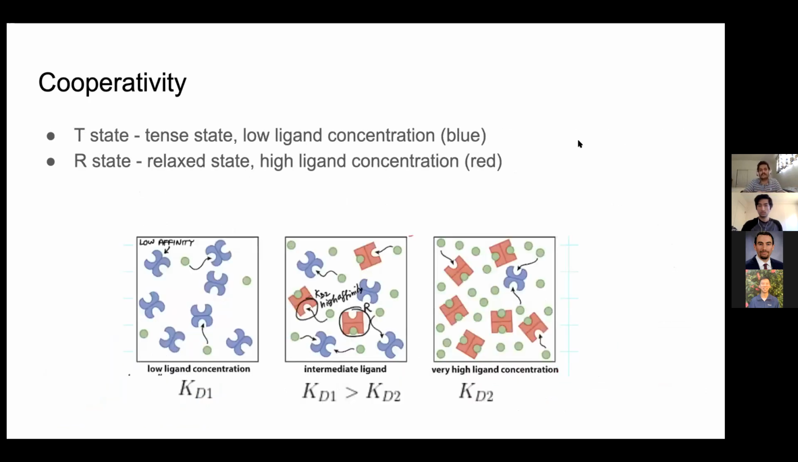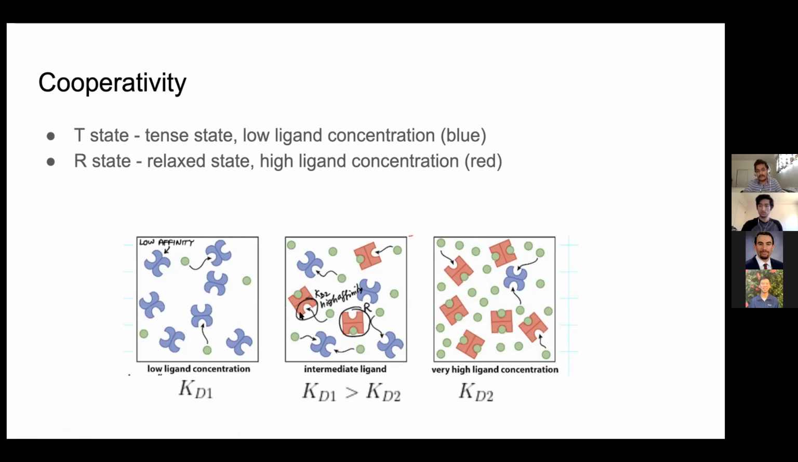So for cooperativity, we designate two different states for our enzyme, which we normally talk about when we talk about these concepts. So we have the T state, which stands for tense state, and we have the R state, which is the relaxed state. The enzyme is usually in the tense state at a low ligand concentration. We'll say that has a dissociation constant, KD1. In the tense state, usually it will have the lowest affinity for your substrate, whatever that may be. And then once you have one substrate bound, the enzyme will transition into the R state.